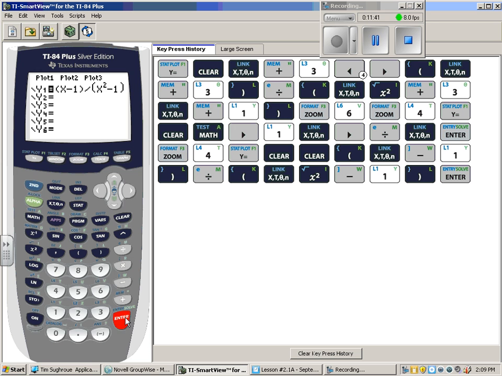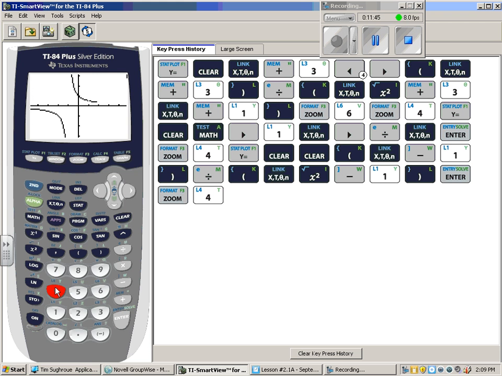And I'm going to go zoom 4 because you're going to see it a lot better with the zoom decimal. This happens to be a rational function. When we reduced it, we still had a rational function. It has a vertical asymptote at -1, which we can clearly see right here is the vertical asymptote. But at the same time, look, there's a removable discontinuity right here.